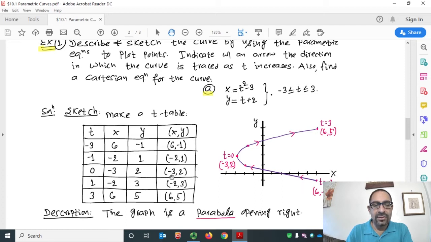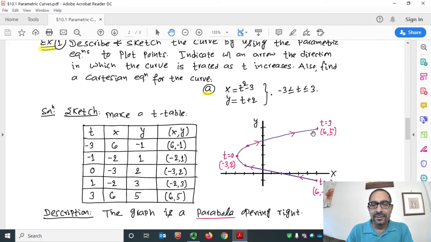And at t equals 0, the point is -3, 2. This is -1, 2, 3, -3, and 2, which corresponds to t equals 0. And at t equals 3, our point is 6, 5. So 6, 5 lies here. So we graph this curve.